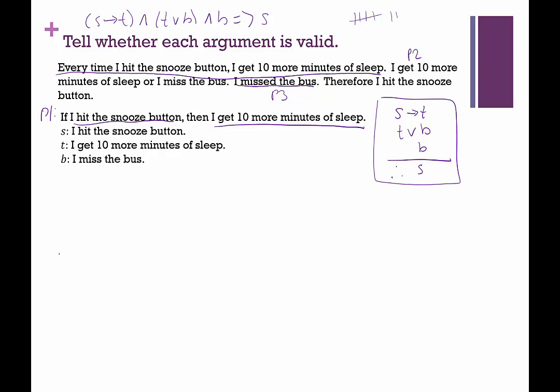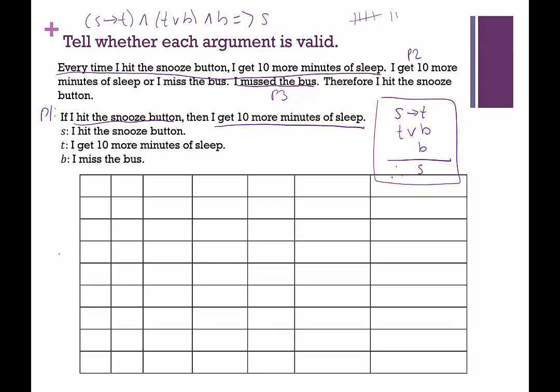So it looks like, again, very consistent here. We're going to need 7 columns. And it's not always the case that we need 7 columns. That's just how it panned out right here. Okay, so first we need S, T, B. Then we're going to need premise 1, S, then T. Premise 2, T or B. We already have premise 3.